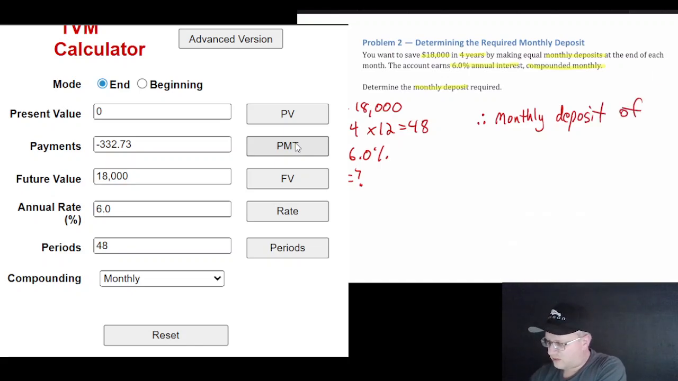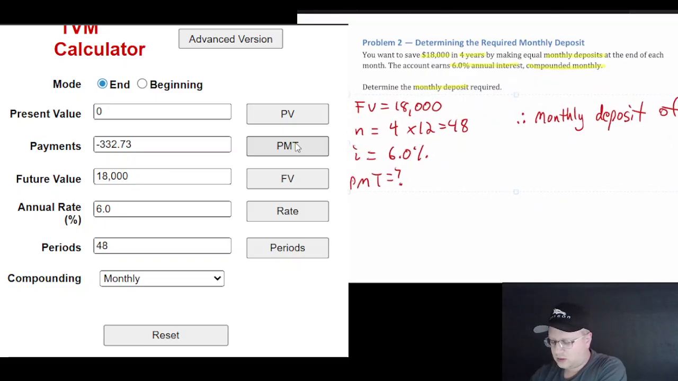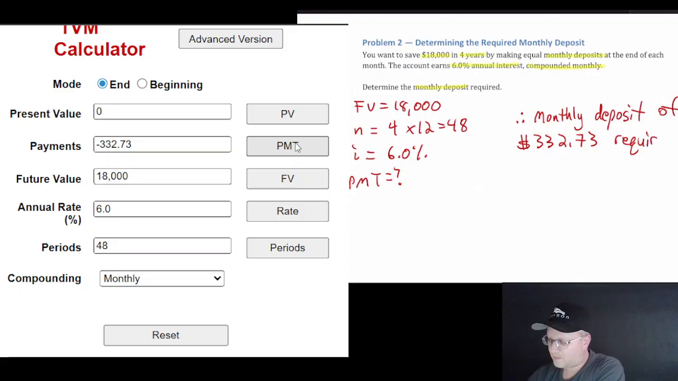Sorry, this keeps getting cut off. That's my bad. Therefore, monthly deposit of $332.73 is required. And finally, our last question.